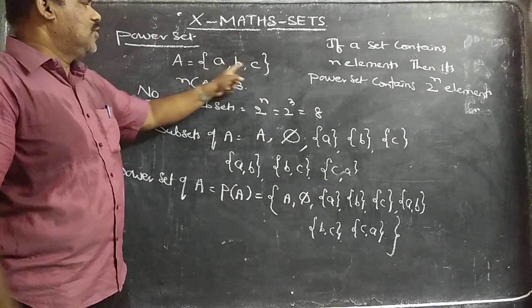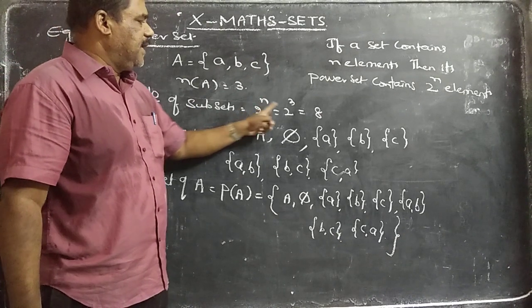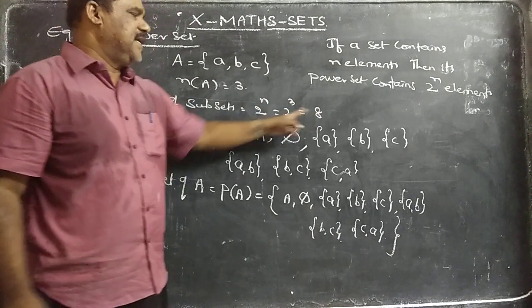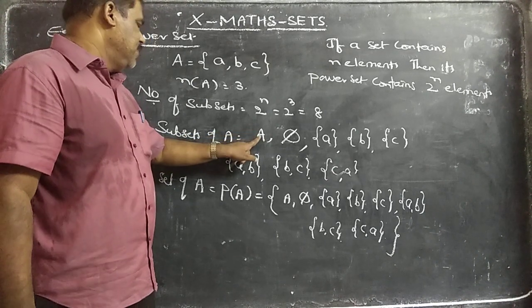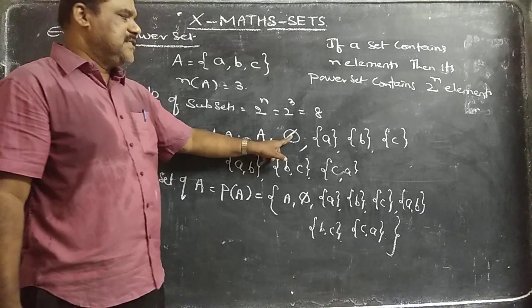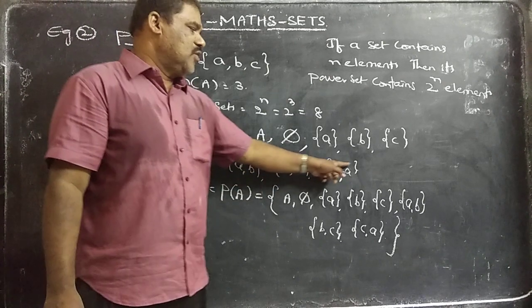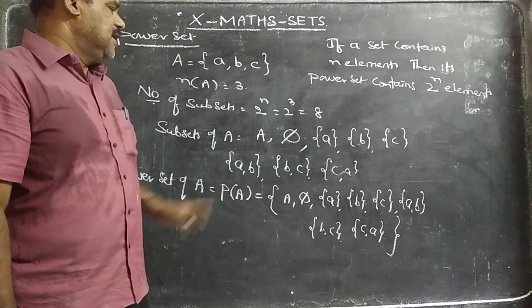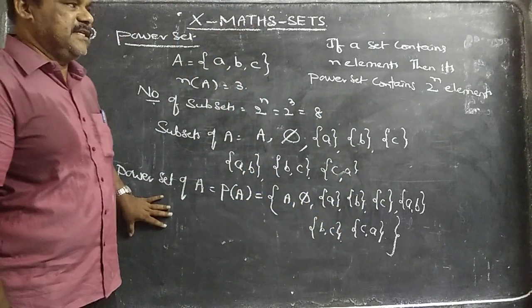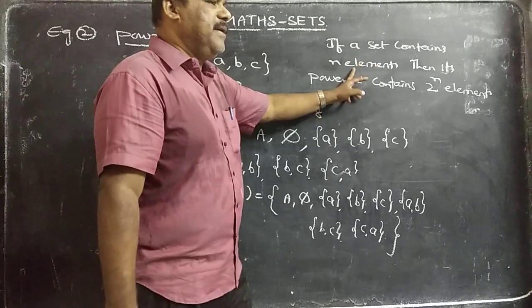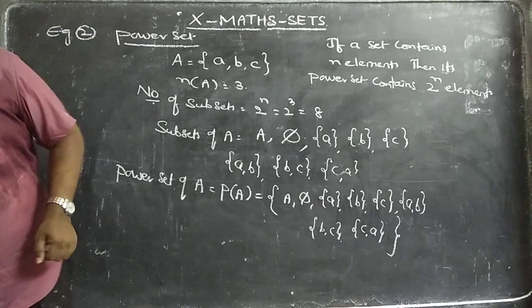For example, A is equal to ABC. There are 3 elements. So number of subsets formula is 2 to the power n, 2 to the power 3, that is 8 subsets it has. While writing the subsets, first we will follow that every set is subset of itself. Next, empty set is subset of all sets. Next we will write with single element. Next we write with 2 elements. So covering all possible combinations. Now the set which contains all these subsets, that set is called power set. So if a set contains n elements, then its power set contains how many elements? 2 to the power n elements.